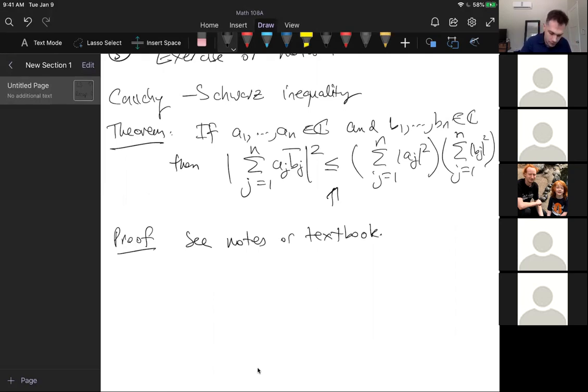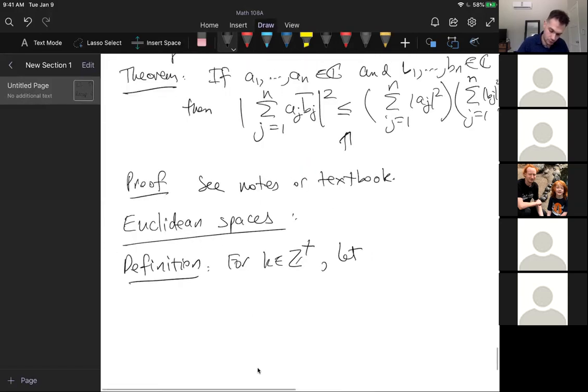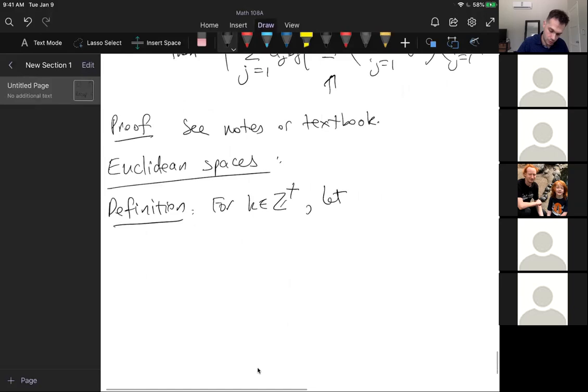Okay, so the next important thing is Euclidean spaces. This is kind of going to be a prelude to metric spaces. So the definition: for a positive integer k, I'm going to let R^k be the set of k-tuples of reals, x_1 up to x_k.